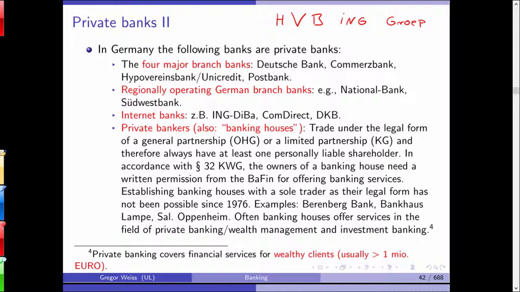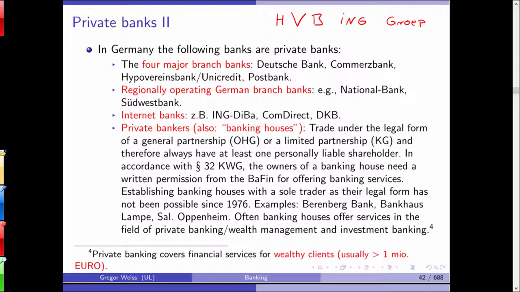And this is ING DiBa. DiBa stands for Direct Bank, that is a synonym for online bank or internet bank. Comdirect, Com already hints that this is owned by Commerzbank, and DKB, Deutsche Kreditbank, I think it is owned by a Bavarian bank, so it's a subsidiary of another bank, and DKB only is offering online banking services.